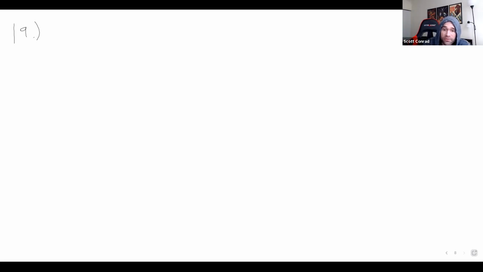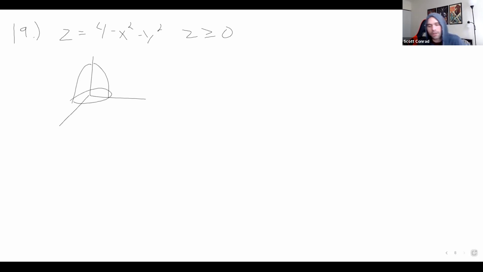Okay, number 19. So z is equal to 4 minus x squared minus y squared. And we're just considering z positive. You don't really need to draw this, but it's basically an elliptic paraboloid opening downwards. And we're not considering the entire thing. We're only considering the piece of it which lies above the xy plane, where z is positive.